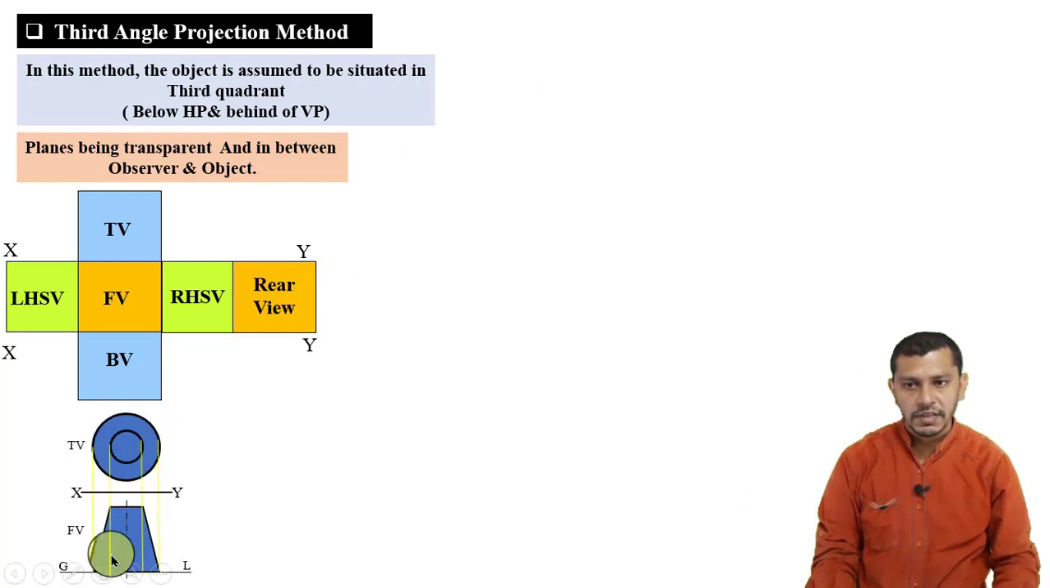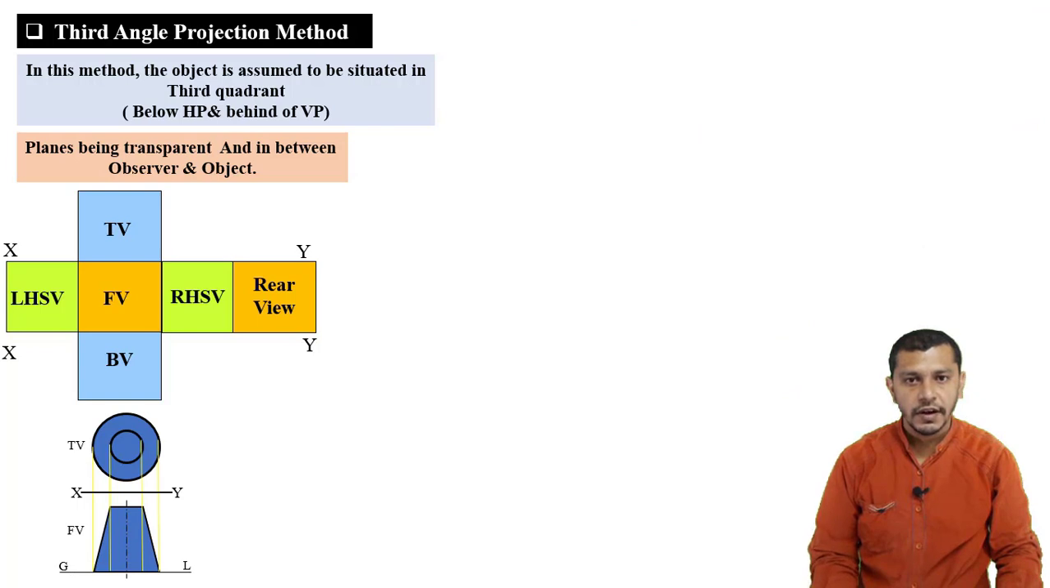Now this will be the symbol of the first angle projection method: front view below the XY reference line, top view above the XY reference line. And to show the symbol of the third angle projection method, we have drawn the views of the frustum of the cone. So this is the top view of the frustum of the cone, and this is the front view of the frustum of the cone. So front view is below the XY reference line and top view is above the XY reference line.